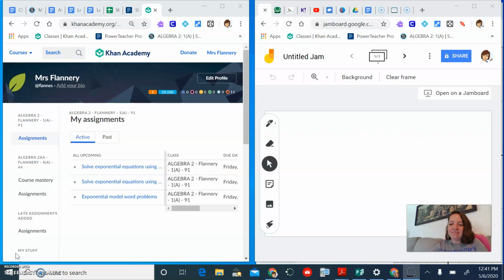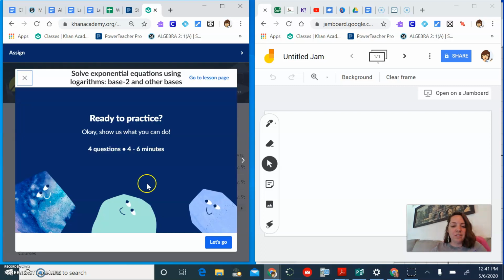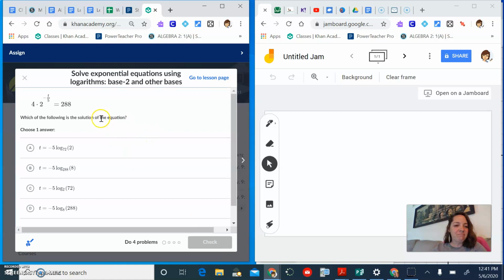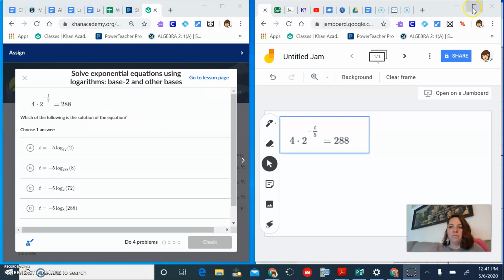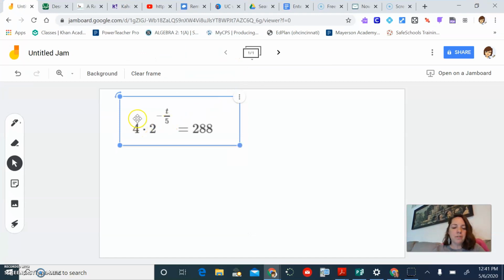So I wanted to do another video with you practicing some more of those and then moving on to the real world problems. So here's the exponential equations using other bases. Let's do some more of those real quick. And just like before, the first thing we're going to do is try and get rid of this 4 because it's the farthest away from the letter T, but on the same side of the equal sign. And that's how we know where to start.